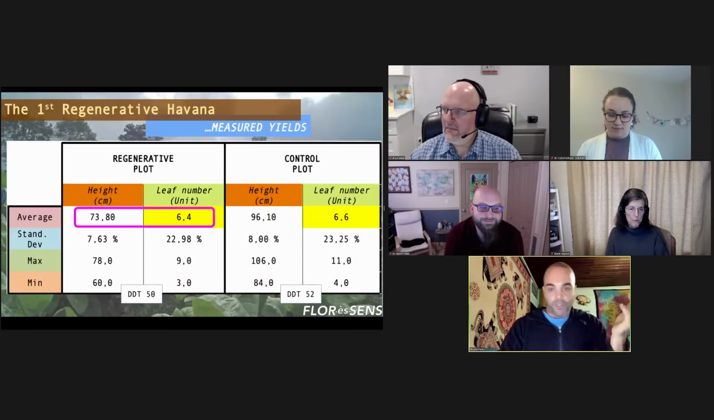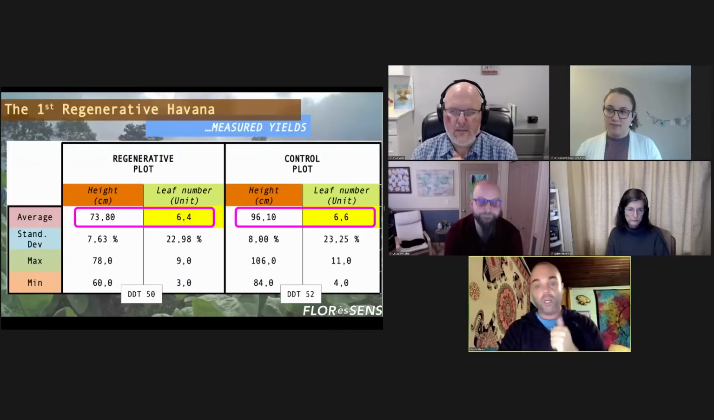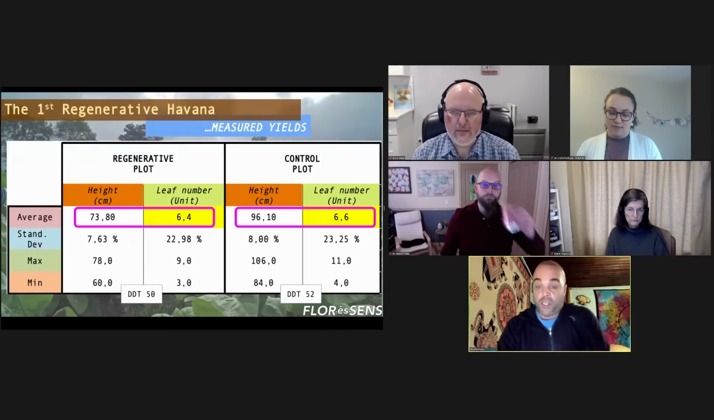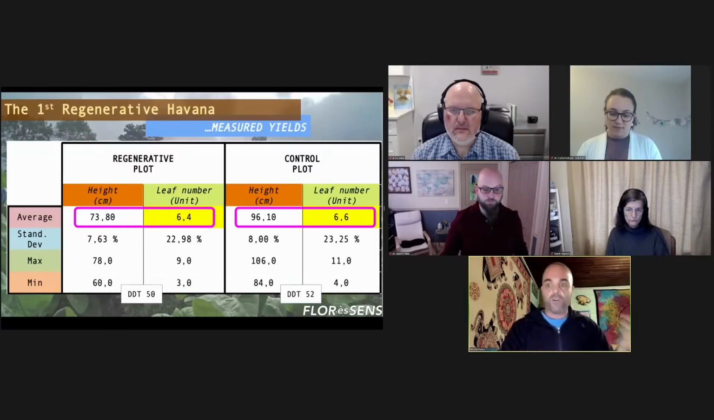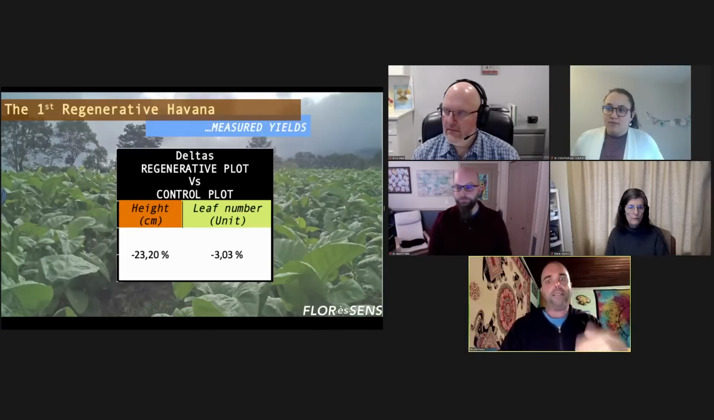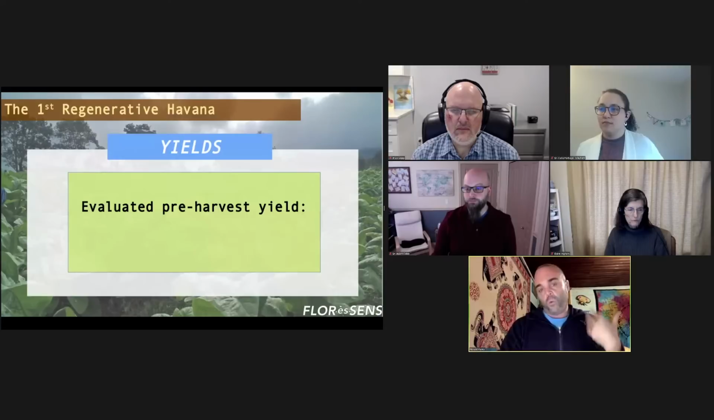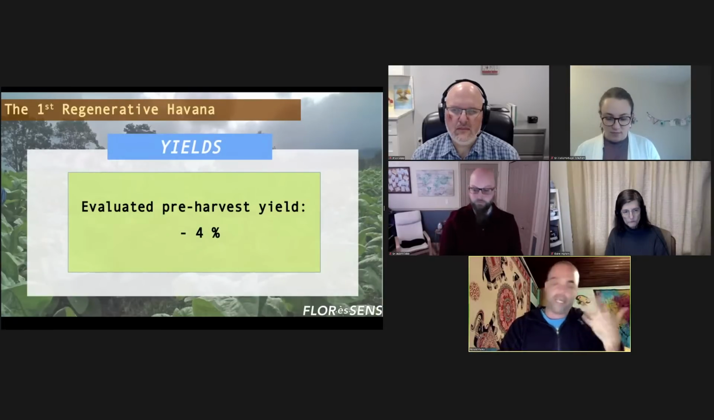Then the results are the following. Our average is on the left, 74 centimeters height with an average harvestable leaves of 6.4. On their side, a higher plant, but 6.6, 0.2 difference of harvest. Are you serious? Is that really meaningful? Yes, it's meaningful. This is a regenerative tobacco, right? Same yield.